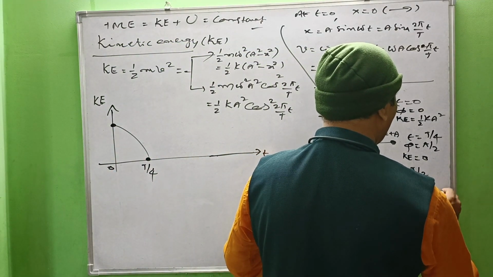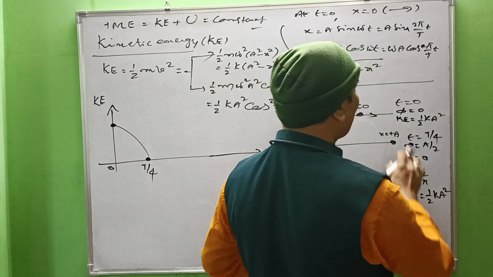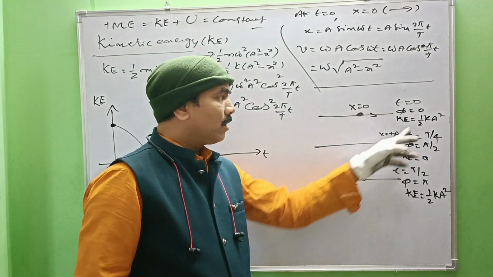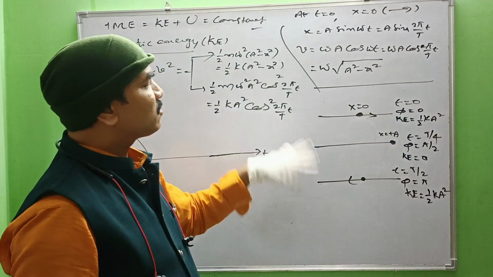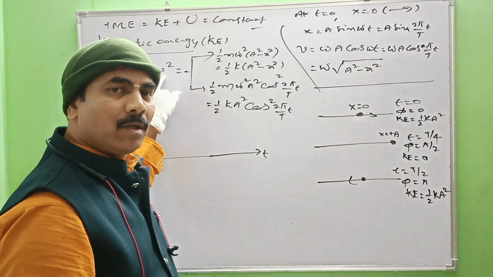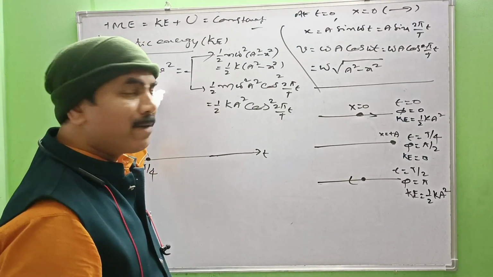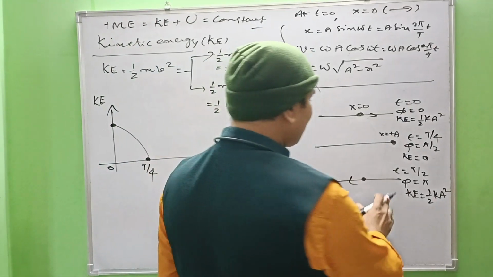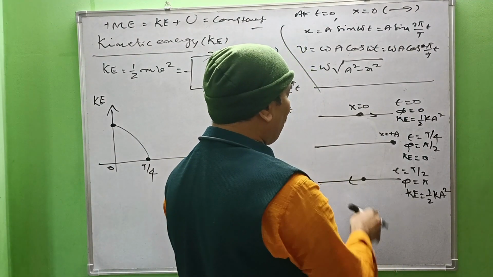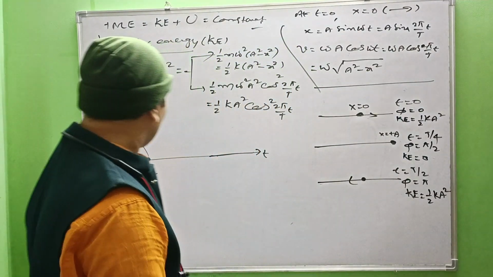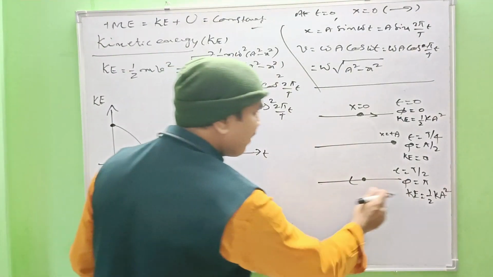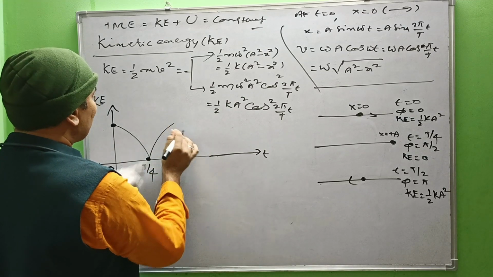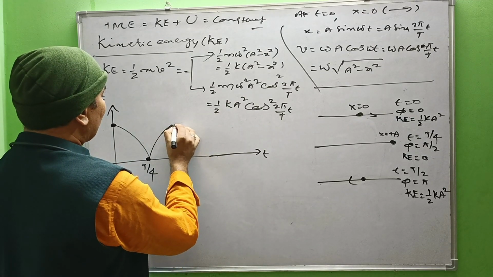Half k A square. See, kinetic energy can never be negative. Always positive. It may be 0 or positive, but never negative. Why? Because here v square is there, in m v square. If v is negative, on squaring we get positive again. Mass is never negative. So plus into plus into plus, always positive, right? Now, till now half of the oscillation is completed, right? So again kinetic energy is maximum. So from 0, kinetic energy again increases and becomes maximum, reaching its peak value like this.